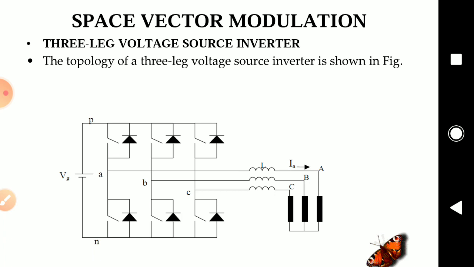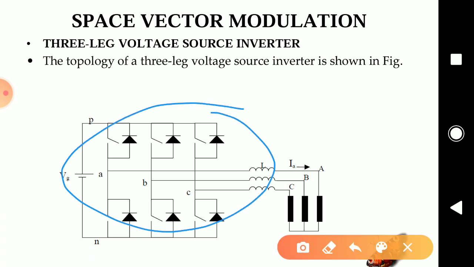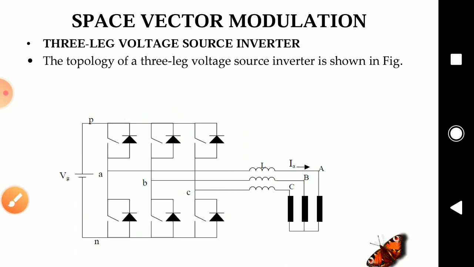Now you can see a simple inverter circuit over here. You can see that it has 6 switches which you are already familiar with. We had named them 1, 3, 5, 4, 6, 2. Here the numbering is not of any importance. Now before moving on to further slides, I will just tell you in a simple manner what space vector modulation is.